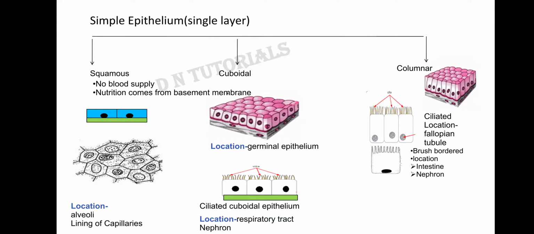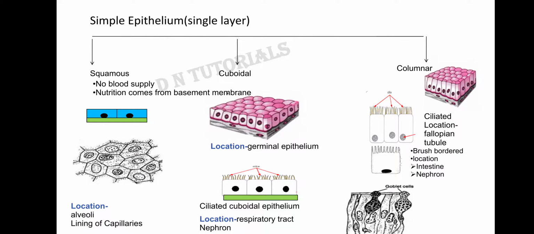The second category is the brush bordered epithelium. If the epithelial columnar cell has certain finger like projections, they are called brush bordered columnar epithelium. They are located in the intestine and they are also located in the nephron. These cells will be located in all those places where absorption has to take place.